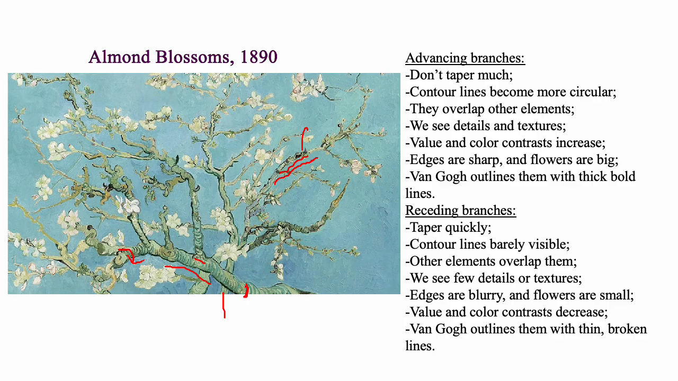Now, we usually don't want to boldly and totally outline a shape because it tends to flatten the form. But Van Gogh was fine with that, with a little flattening, and I think it's great. I also listed some other characteristics of the advancing and receding branches if you want to take a look at that.